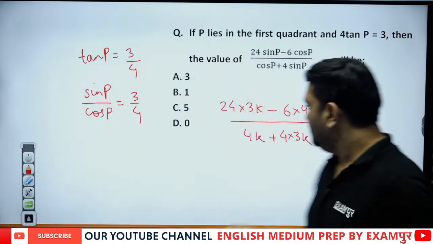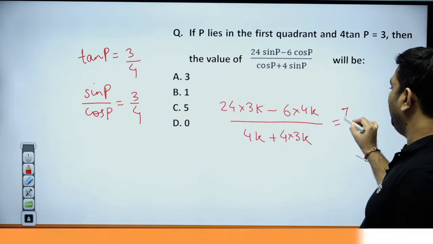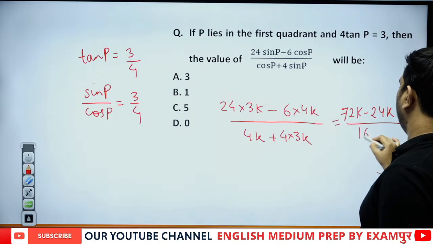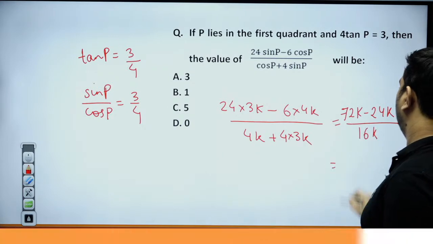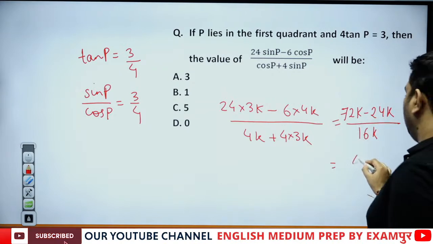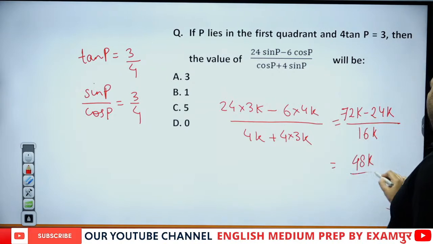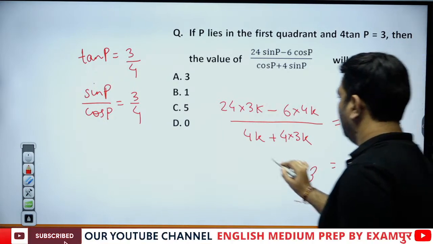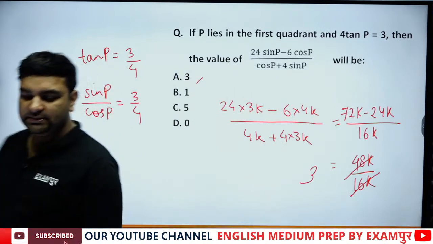Okay. So, 72k minus 24k upon 16k. What is this value? 48k. 48k divided by 16k. Ultimately, the answer is 3.